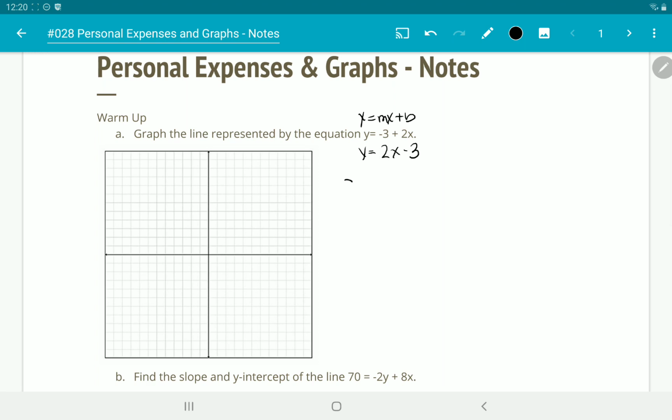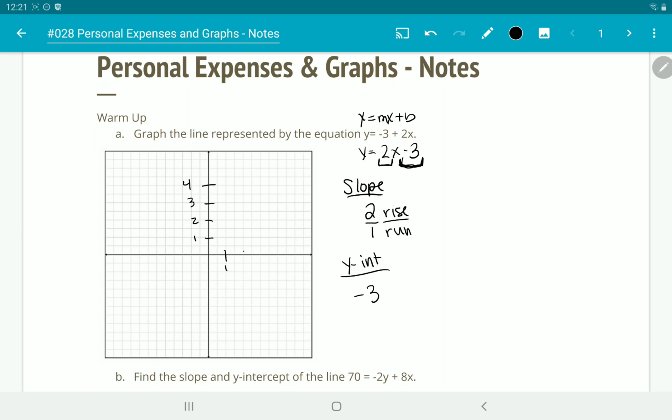So again, the slope is going to be whatever's multiplied by x. So the slope is going to be 2 here. And then we're going to put it over 1 in order to have it as a fraction, so we can read it as rise over run. Okay, and then the y-intercept is going to be whatever's added or subtracted to the end when it's in this form. And we just have a negative 3. So I'm going to go ahead and say that this is 1, 2, 3, and do it like that.